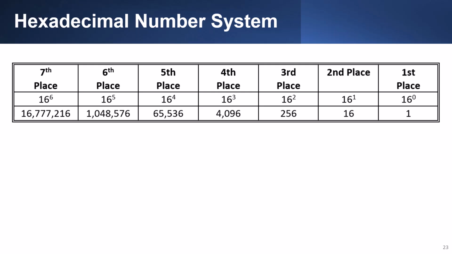Similar to decimal numbers and binary numbers, each position will be defined as 16 to whatever power based on its position. The first position is 16 to the 0 power, which is 1, and the second place is 16 to the first power, which is 16. The third place is 16 to the second power, so it is 256, and so on.